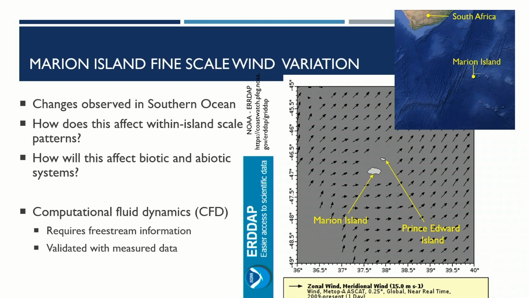And then when you look at the available data, the finest scale data that we could find in terms of wind vectors was about a 25 by 25 grid. And Marion Island falls inside that grid. At its widest is about 22 kilometers.